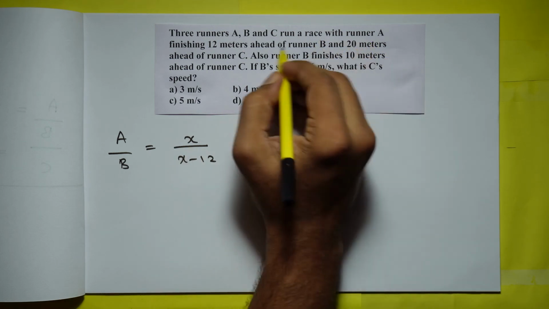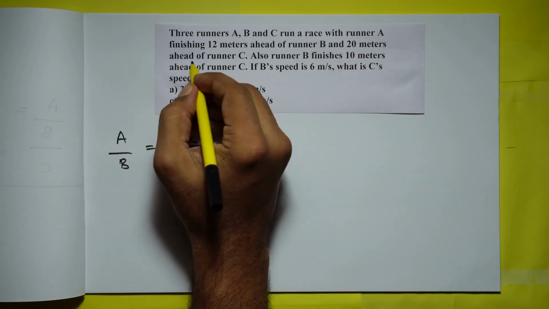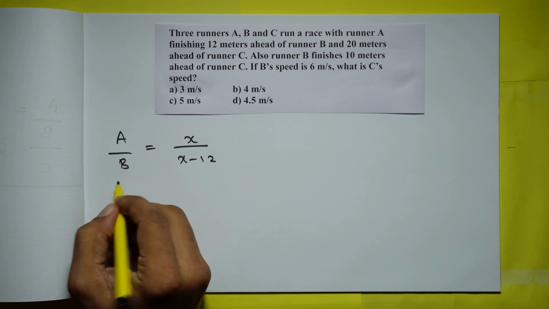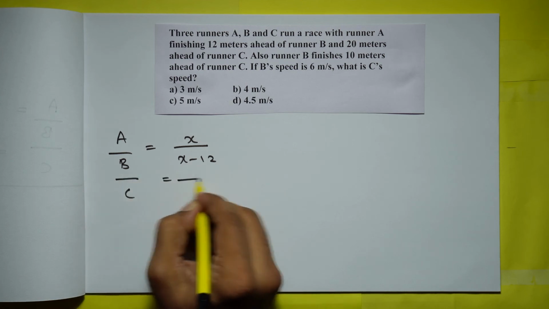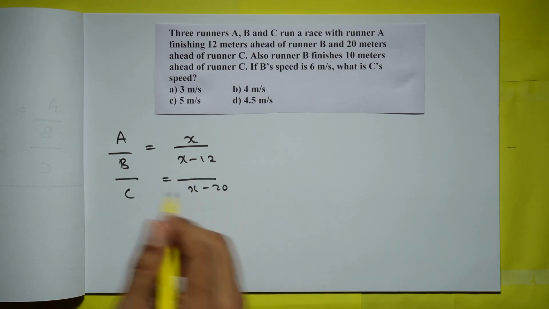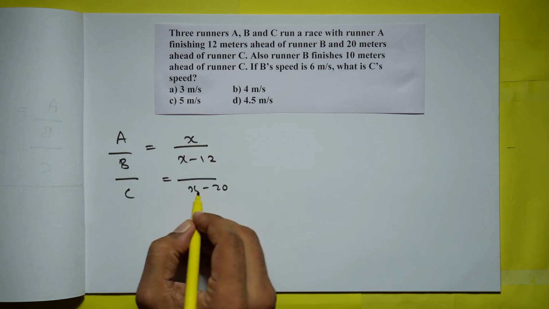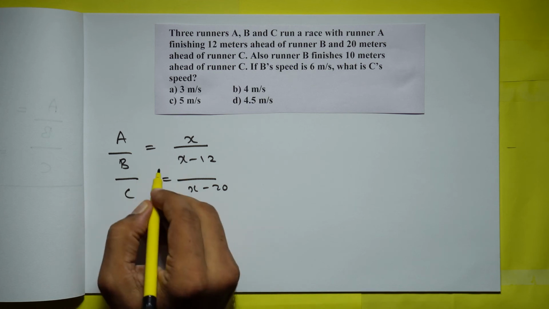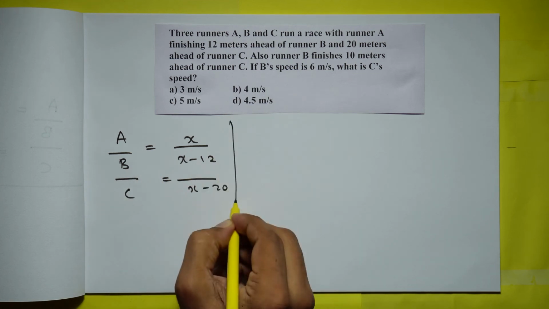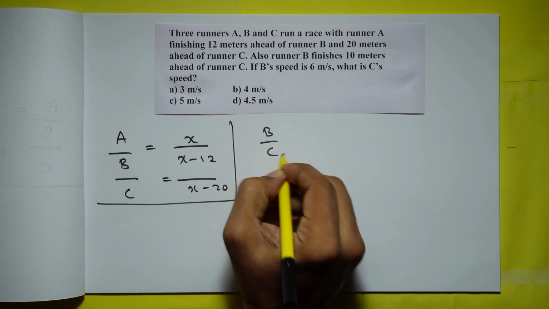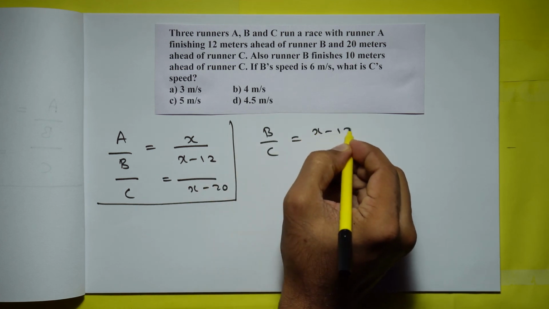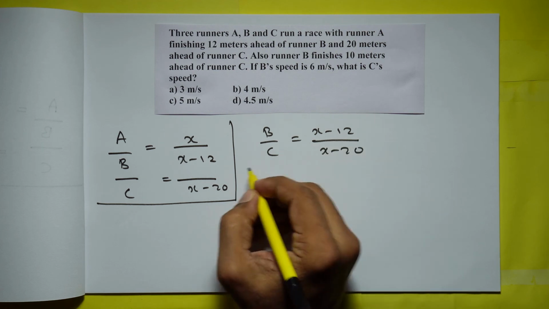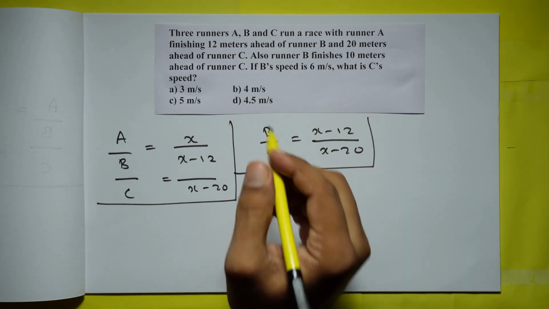And also A finishes 20 meters ahead of runner C. So when A does x distance, B will do x minus 12 and C will do x minus 20. So that A will be 20 meters ahead of runner C. So if you compare B and C, from this you can see when B does x minus 12, in that much time C will do x minus 20. So this is one equation that we have.